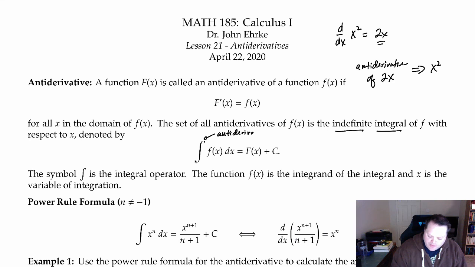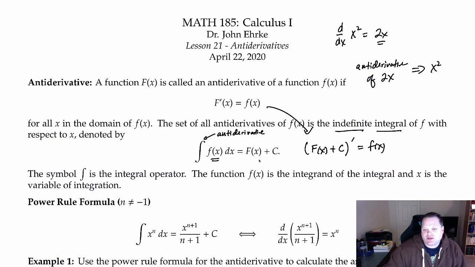So this symbol means find the antiderivative of the function little f, and we know that the antiderivative based on this definition is this function capital F plus c. And I should mention the reason for the plus c. If you use the definition right here, then that says that the derivative of your antiderivative should be the little function f that's inside the antiderivative here.